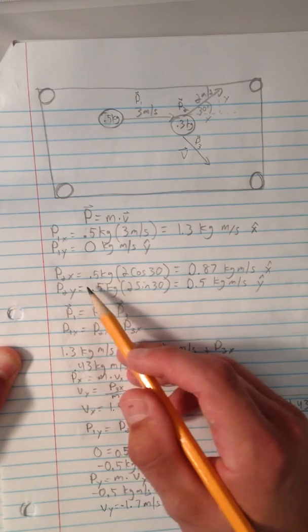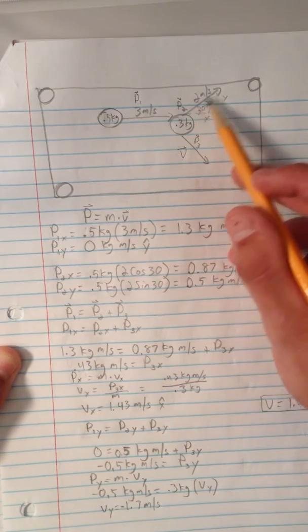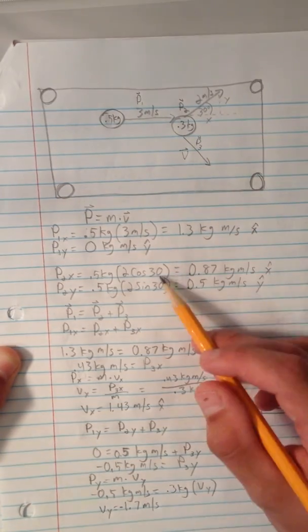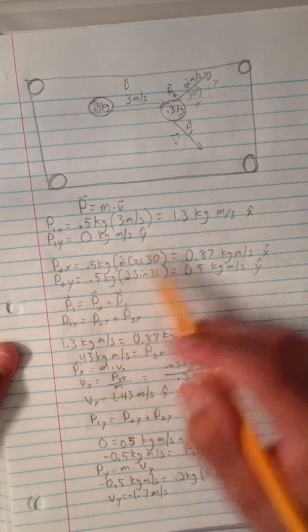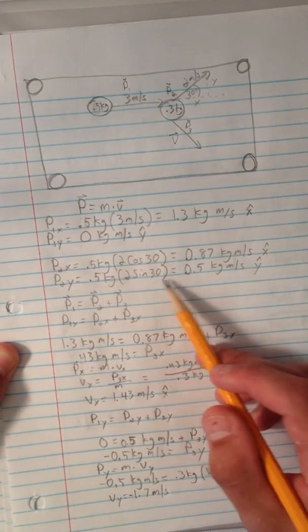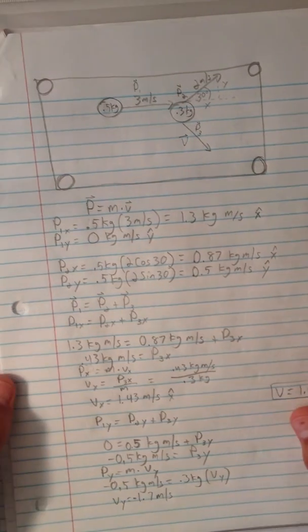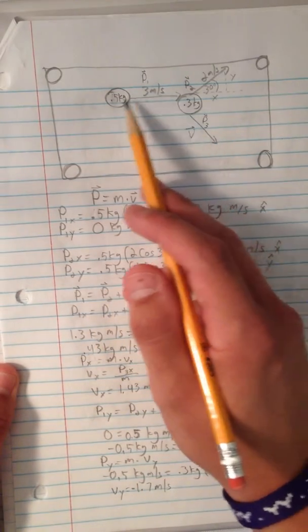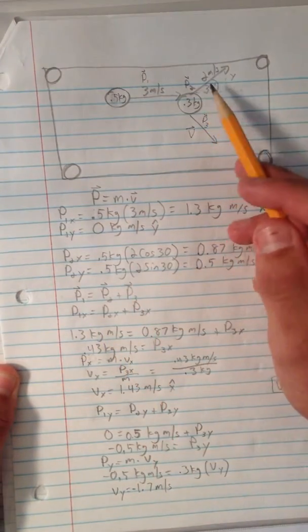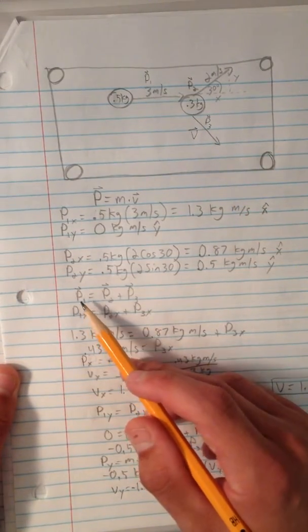P2x equals the mass, 0.5 kilograms, times 2 times the cosine of 30 degrees, and we get 0.87 kilogram meters per second x hat. Same thing for the y: we get 0.5 kilograms times 2 times the sine of 30, and we get 0.5 kilogram meters per second y hat. Now because momentum is conserved in this problem, P1, which is the original momentum, will equal P2 plus P3. So the sum of the momentums will equal the original momentum.